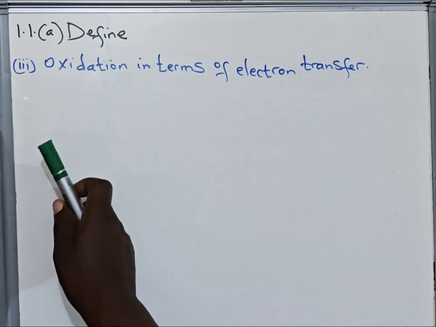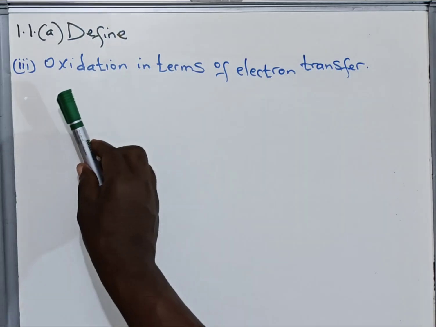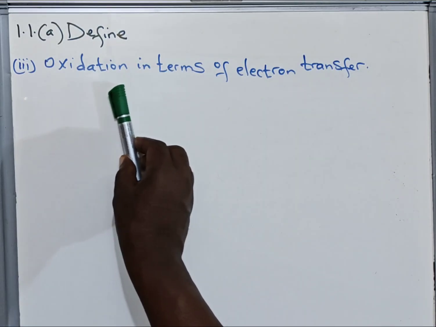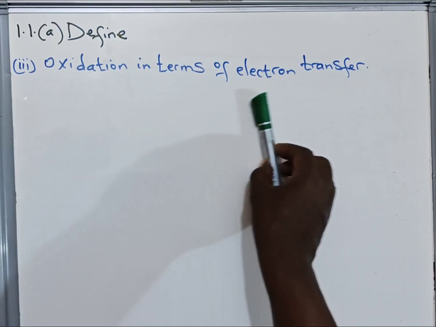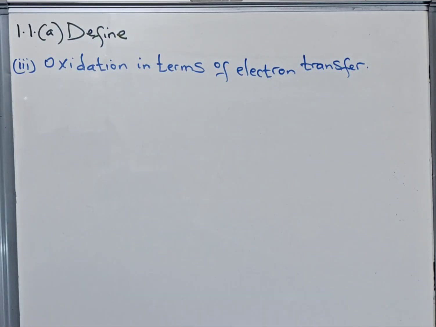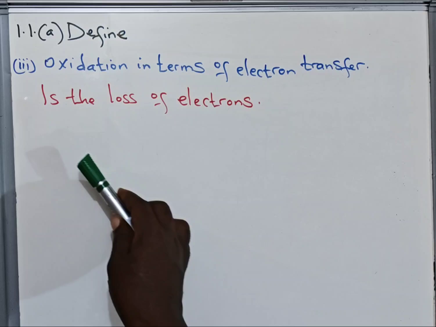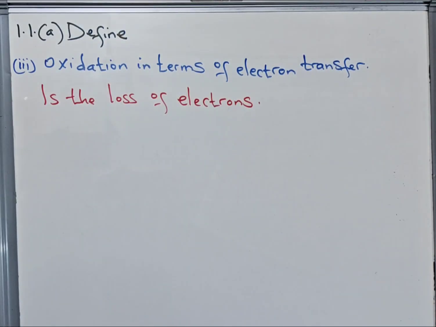Then we come to this one. It says, define oxidation in terms of electron transfer. What is it? Oxidation is defined as loss of electrons when you are defining it in terms of electron transfer. It's the loss of electrons.